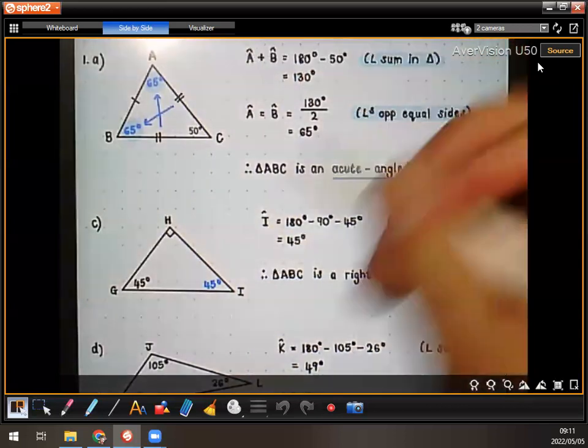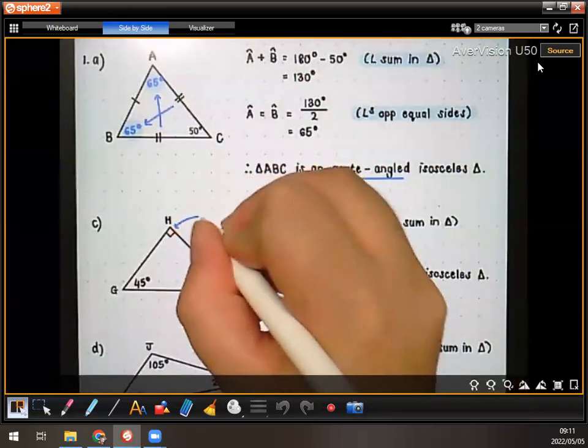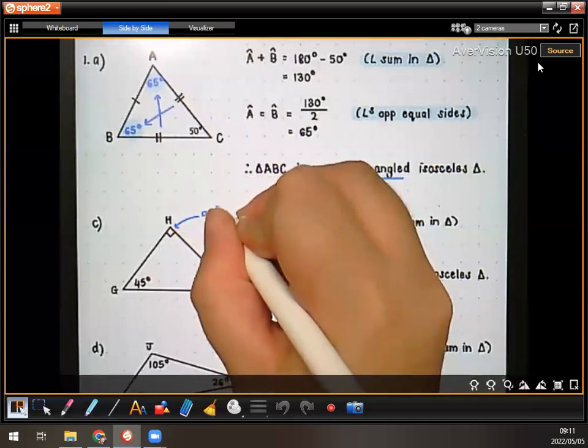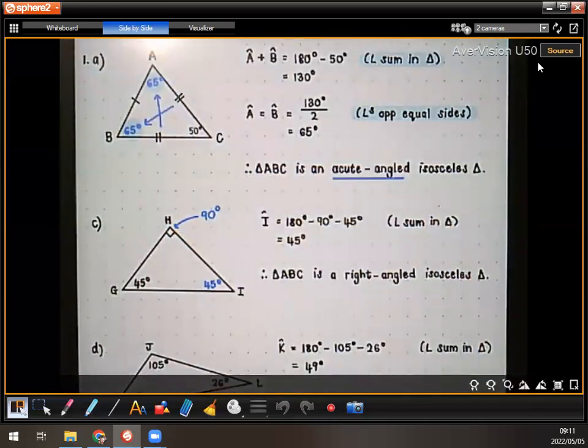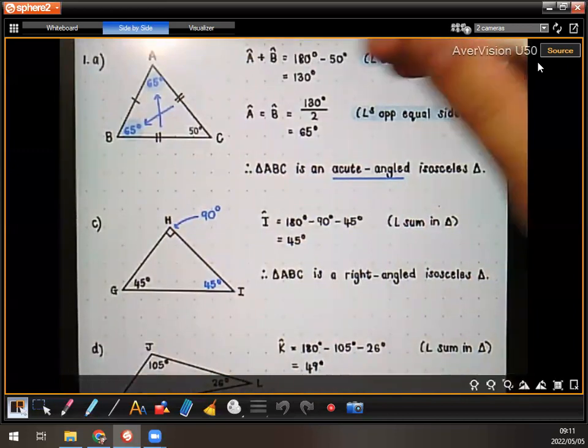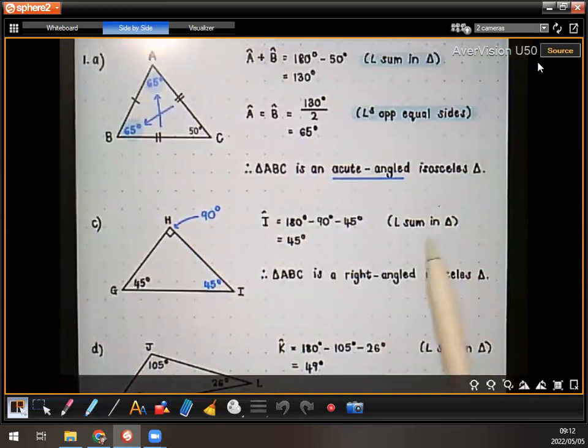So if you did redraw these triangles, you didn't have to, but if you did, maybe you can just make a note there that that square symbol means 90 degrees. So to get that angle over there, you had to say 180 minus 90 minus 45. And then the answer was 45 degrees. Reason, please: angle sum in a triangle. Very important.